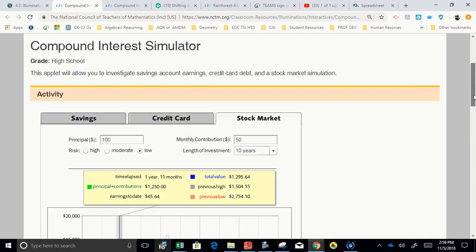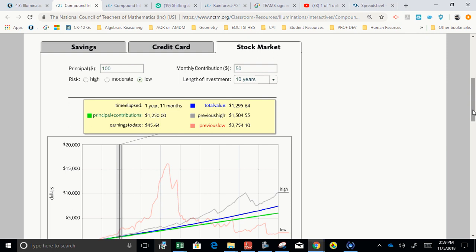Thank you. This ends this part of the compound interest simulator. The only other thing I would suggest and recommend is that we look up a different simulator. Hold on a second while I pause this.